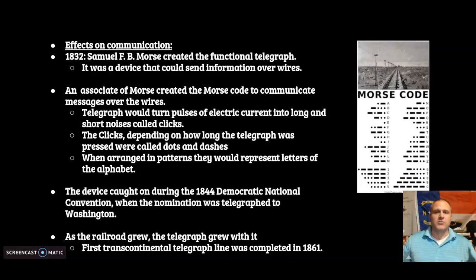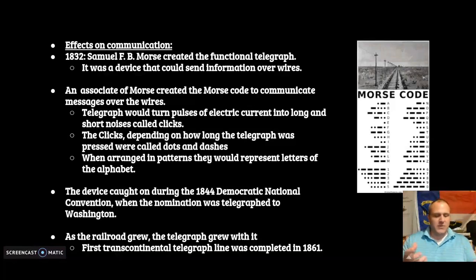You can see it right there, the Morse code, right? In 1832, Samuel Morse created a functional telegraph. The telegraph was a device that could send information over wires. Like, look at those telegraph wires right there. One of his associates created what we call the Morse code in order to communicate over those wires. And here's what it would do.